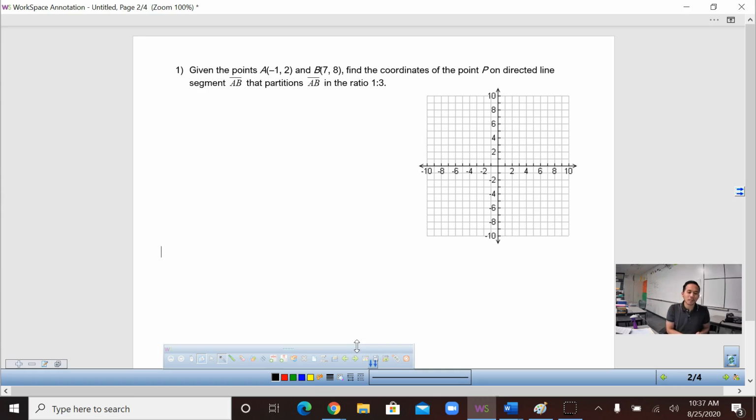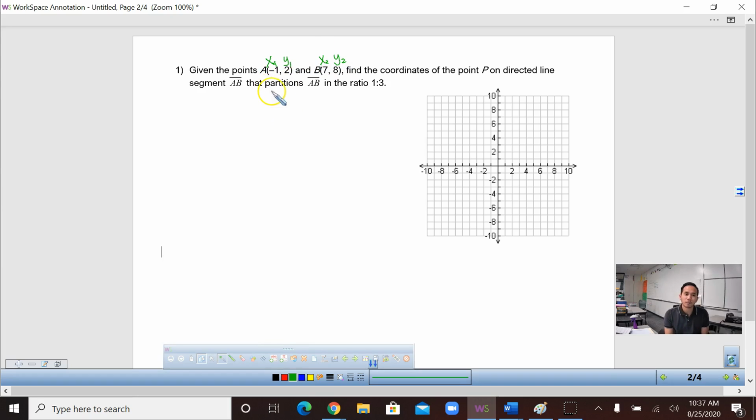All right. So on this example, given the point A with the coordinate -1, 2, and B is located at 7, 8. Find the coordinate of point P on directed line segment AB that partitions AB in the ratio 1:3. First, you have to graph the points. I'm going to graph the points. This is my x1, and this is y1. This is x2, and then we have y2 here.